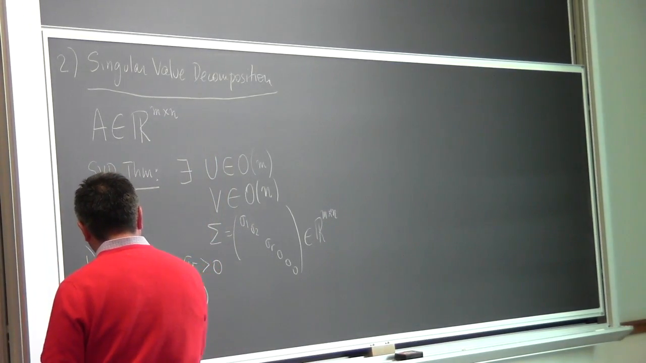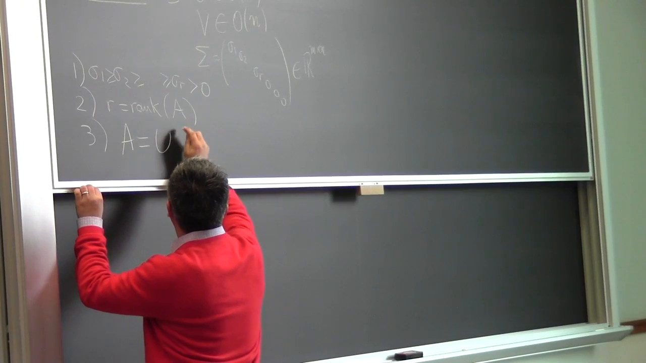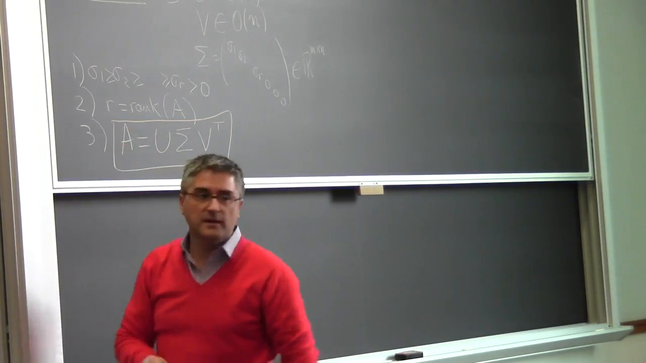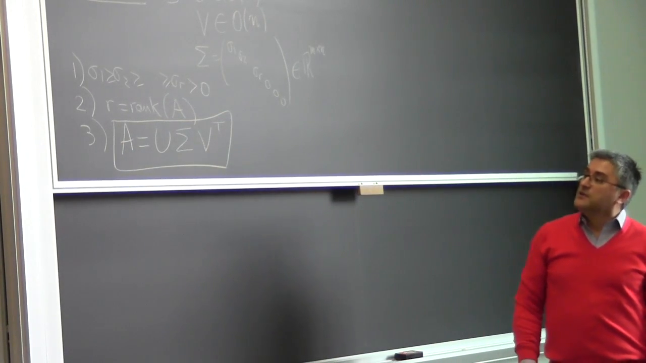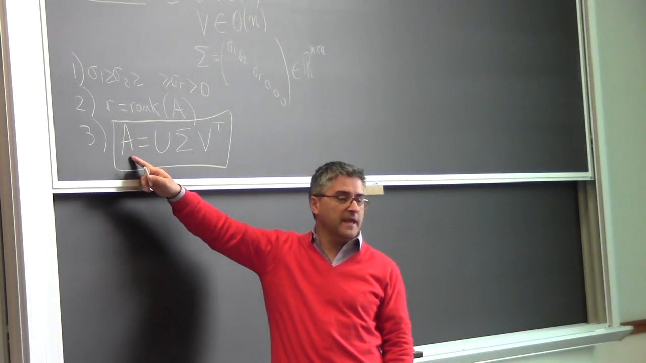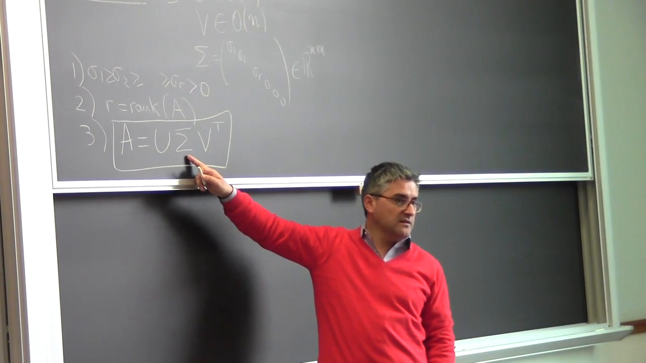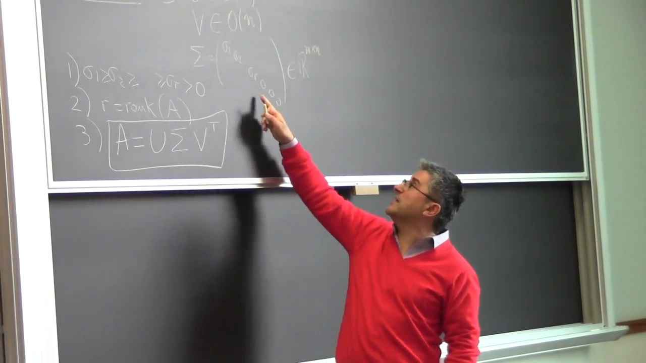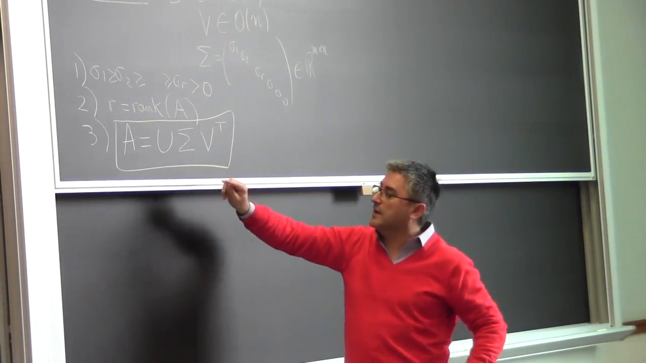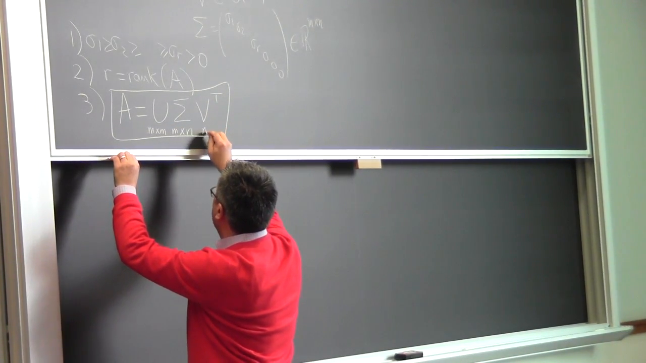And third, and that's the most important property, is that the matrix A can be written as U sigma V transpose. So I'm going to put that in a box because that's the real property. In other words, what this means is that any matrix, and this can be a non-square matrix, can be written as the product of one matrix that is orthogonal, another matrix that is diagonal, just remember that it's not necessarily square, and the other one that is orthogonal. And just to check the dimensions, this is M by M, this is M by N, and this is N by N.